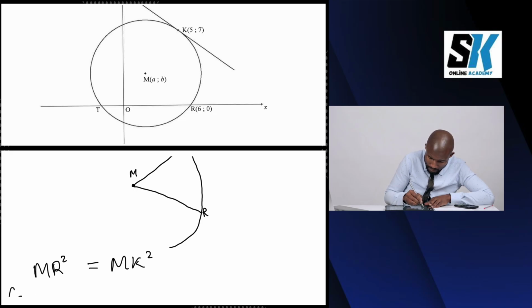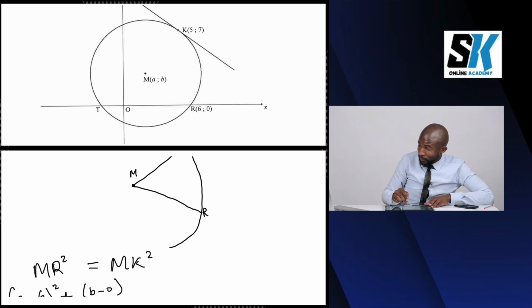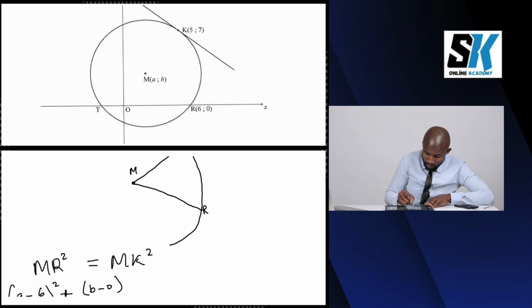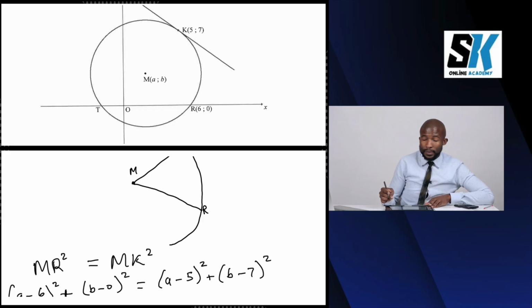You're going to say (A minus 6) squared plus (B minus 0) squared. And that will be equal to, using K this time, (A minus 5) squared plus (B minus 7) squared.